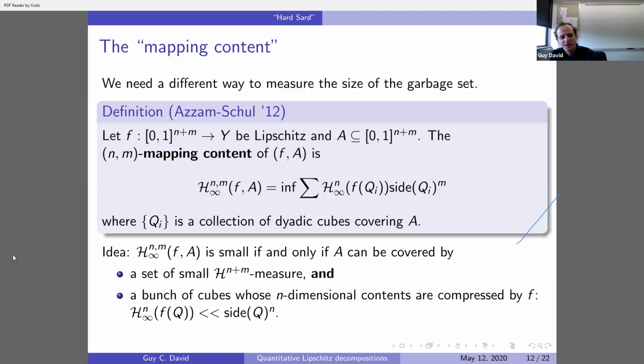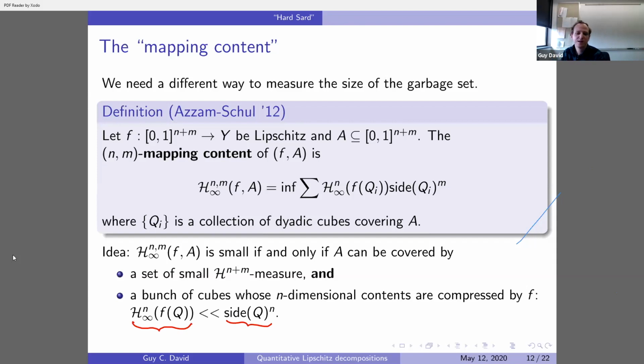Okay. So if you can cover your set by a bunch of cubes whose n-dimensional contents are badly compressed by the mapping, so the content of the image of that cube is much smaller than the content of the domain, which is just side length to the power n, okay, then this set has small mapping content. And this is exactly what happens in Kaufmann's.